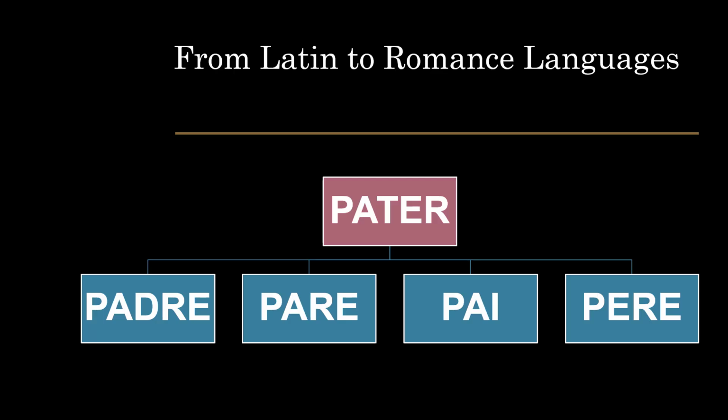Let's see an example with one specific word, the word pater. Pater in Latin meant father, and it has evolved into padre in Spanish, also in Italian, into pare in Catalan, pai in Galician and Portuguese, and père in French. Those are different words, but you can see some similarity because they come from the same word. That's a little bit like different siblings that are different, but they have some similarities because they have the same parents.